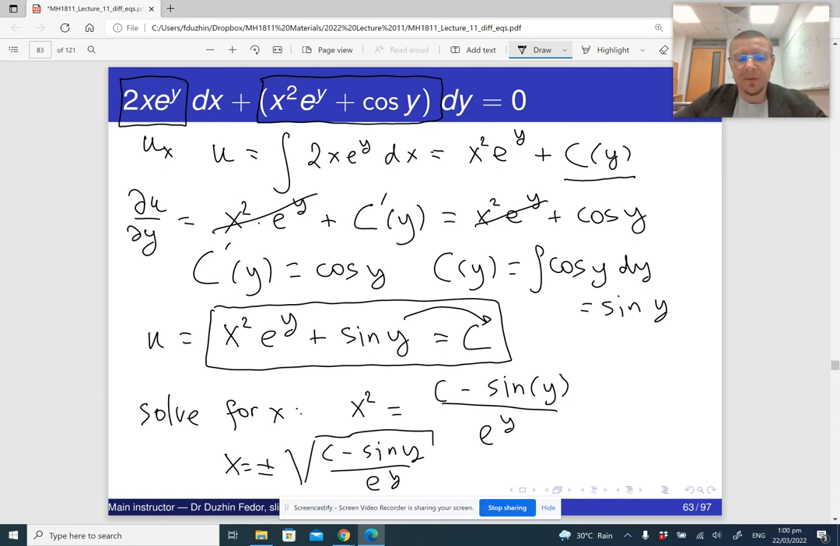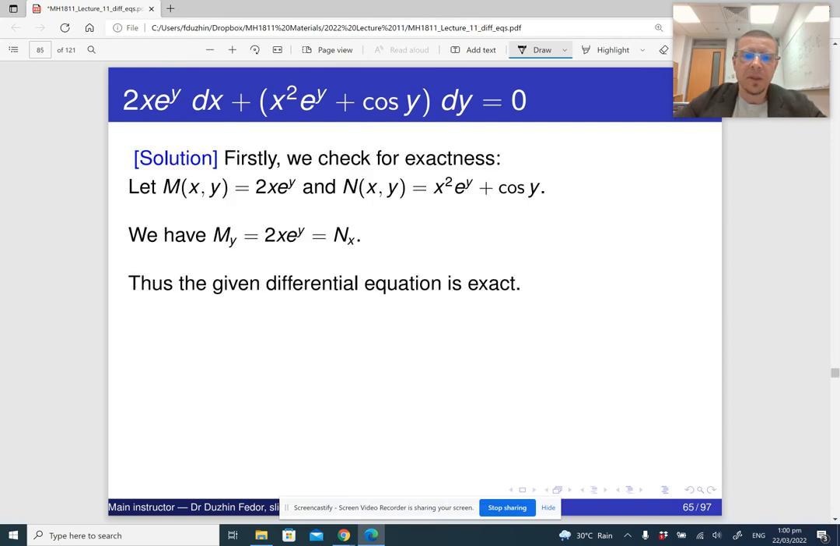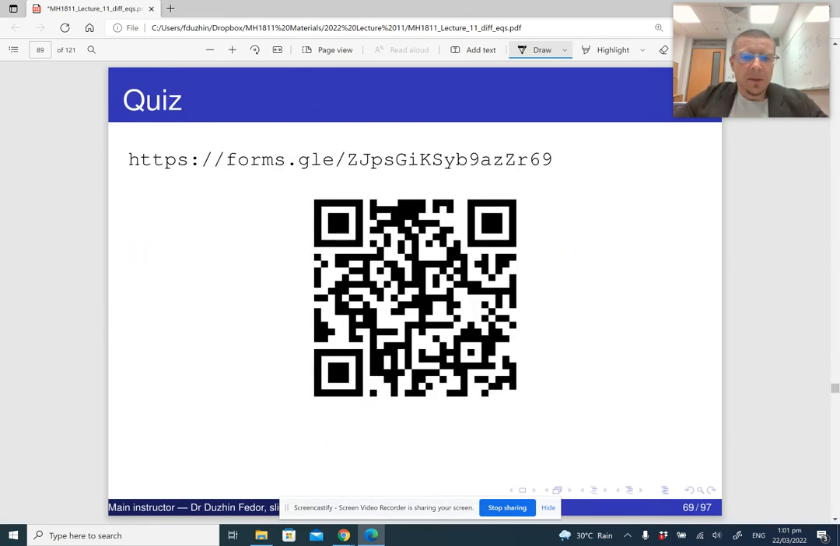But again, if it is required to express it in closed form, here it is impossible to express y as a function of x in closed form, but it is possible to express x as a function of y in closed form. And that's it about the test for exactness.